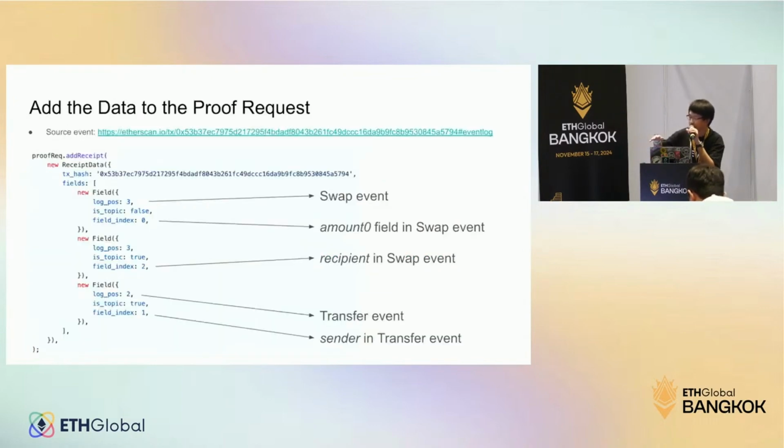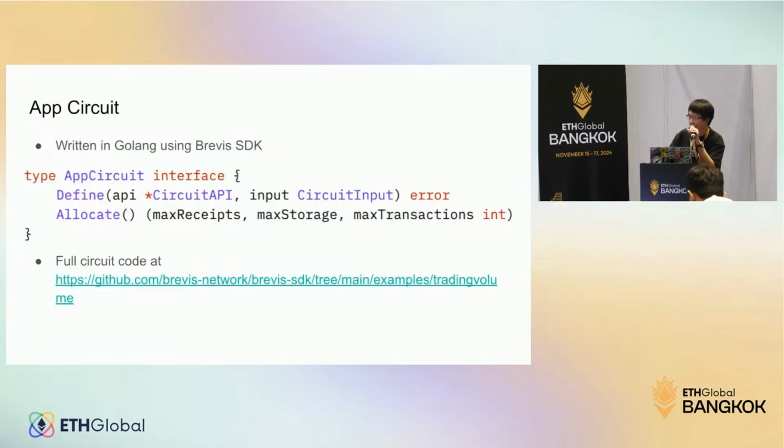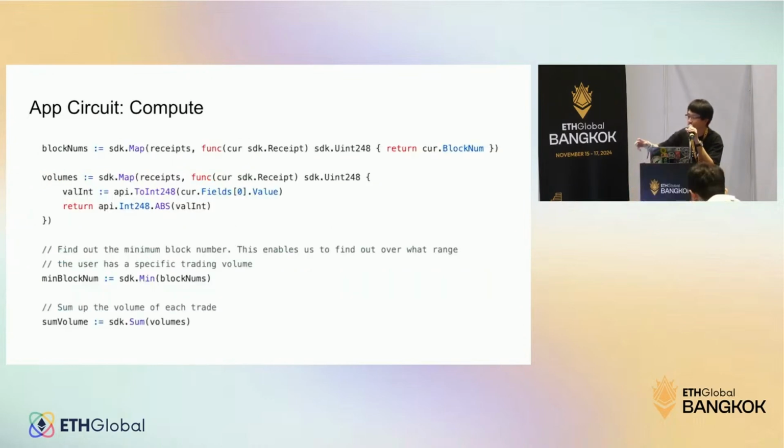If you're using TypeScript, this is going to be done in TypeScript. The actual circuit, we still have to use Golang, and it's not too intimidating. It's pretty simple logic, and you have the allocate, and in this case, you don't need any storage or any transactions. You just need the receipts, and you can specify a max number of receipts. I'm not going to go into too much detail on how you use our SDK to execute the logic.